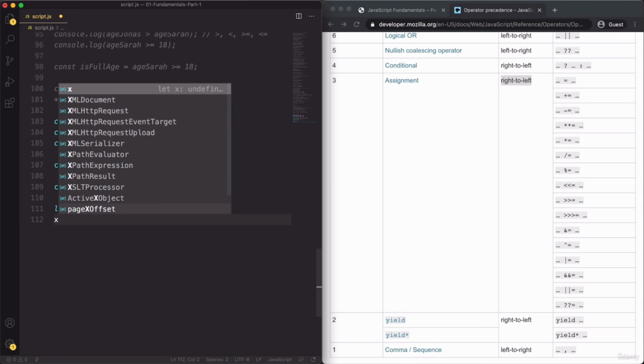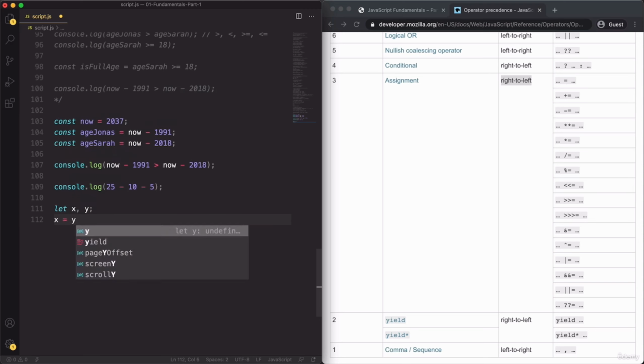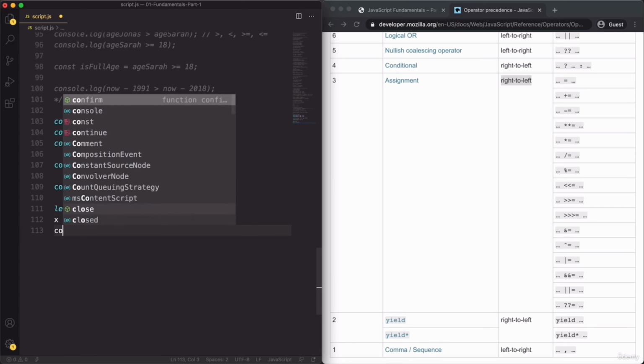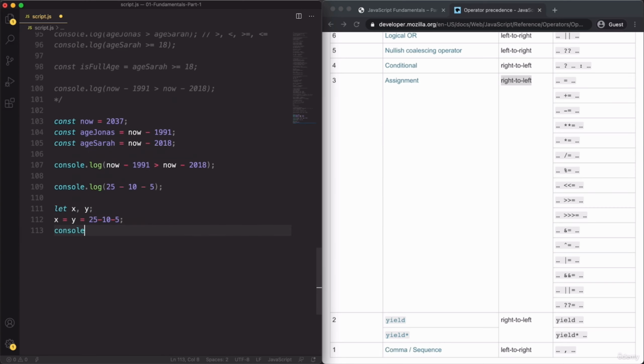We can say that x should be equal to y should be equal to 25 minus 10 minus 5, which we already know is 10. And let's now log both of these values to the console. And what do you think will happen? You can really try to think about this before checking the result.